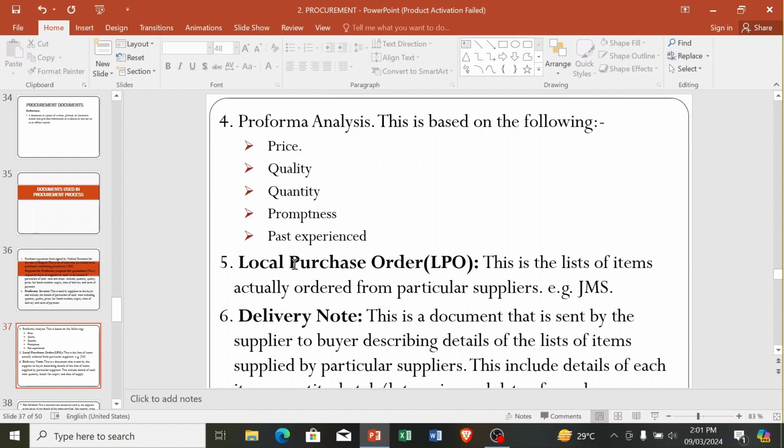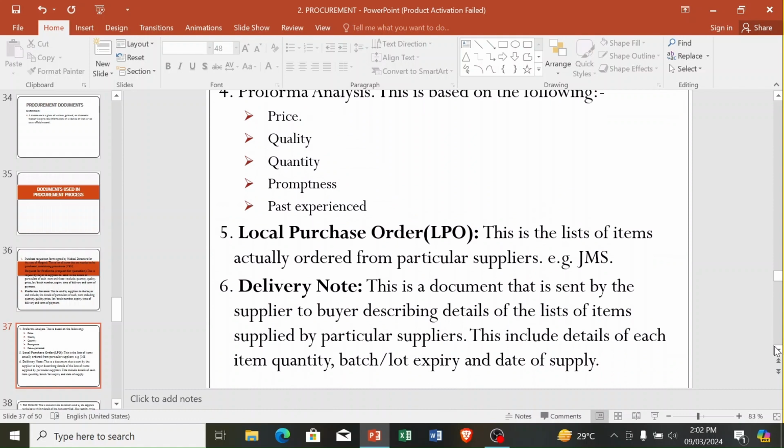Okay, another document we have is the local purchase order. This is the list of items actually ordered from particular suppliers, for example joint medical stores for our country. Others may also have other departments. So local purchase order is done for emergency orders. So that is another document, a local purchase order, and it has different particulars in it.